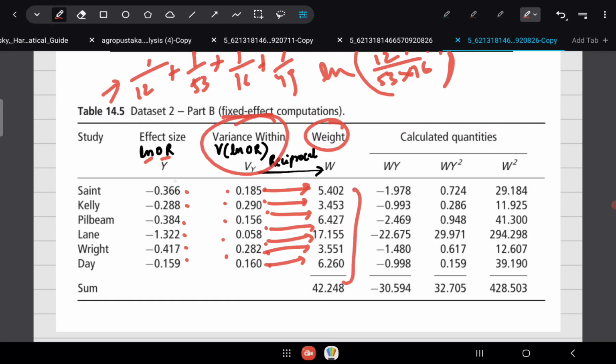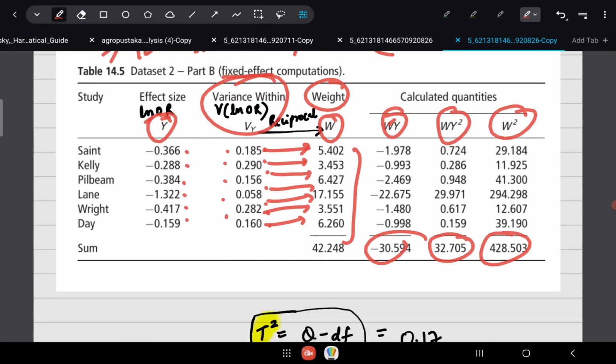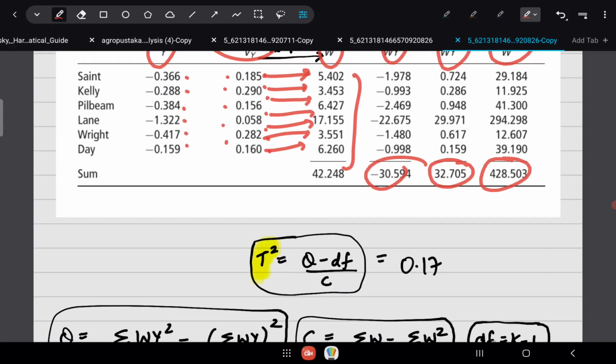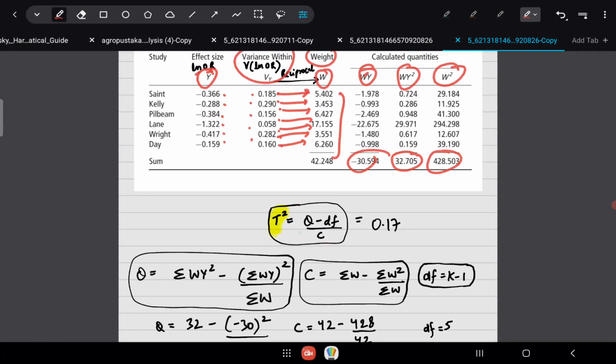Then you can calculate the product of W and Y to get WY, WY square, and W square, and you will also get the sum of them. So now you are ready to compute your between study variance. Again, you can see, to compute the between study variance, we are using the same formula. You can see Q minus degree of freedom, divided by C.